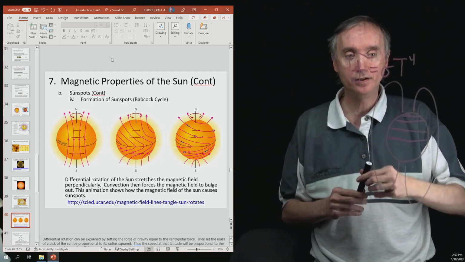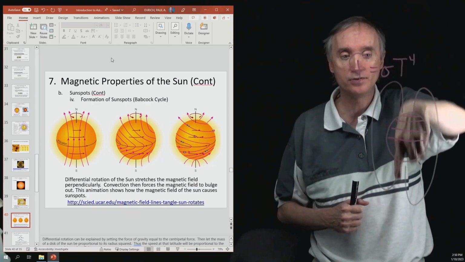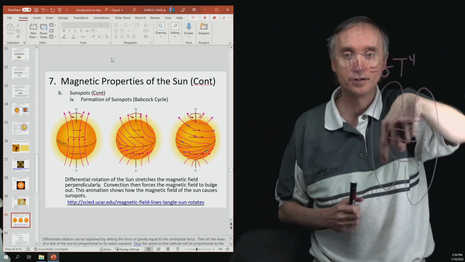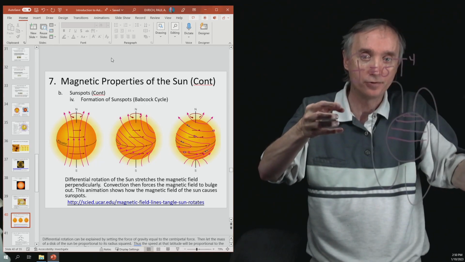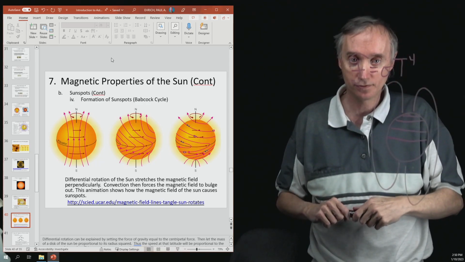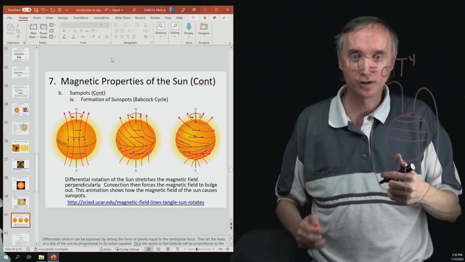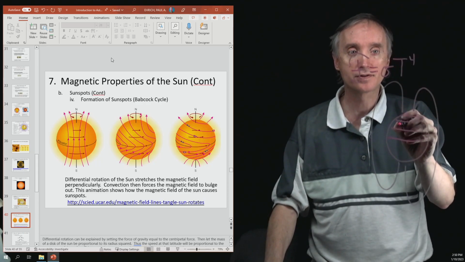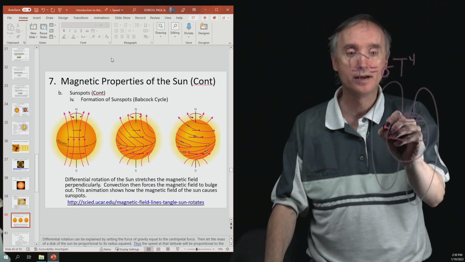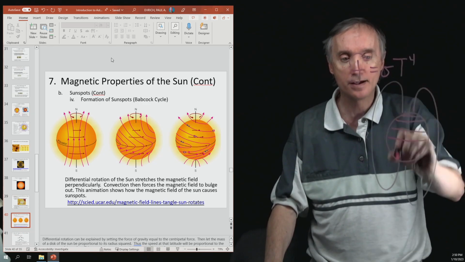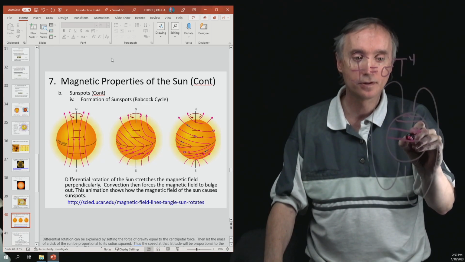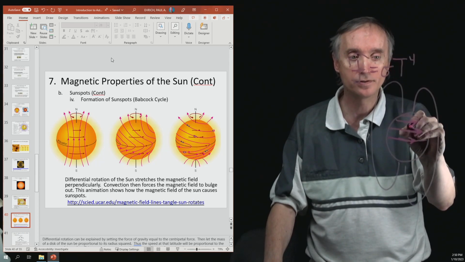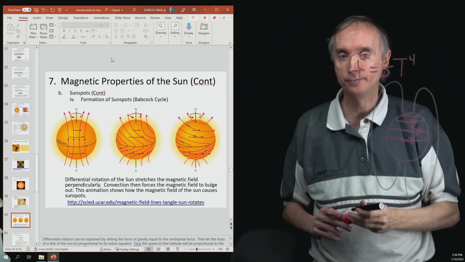So initially, you've got your magnetic field that's going straight up and down, but do you notice that it's being bent, being stretched out sideways, so that eventually the magnetic field is going to wrap around the sun, and instead of being up and down, the magnetic field is going to be going like this? It's going to be going sideways around the sun.